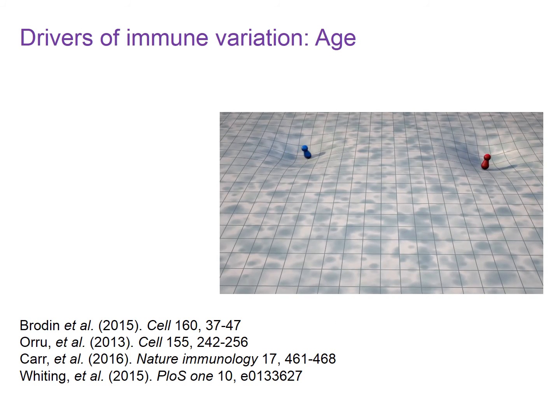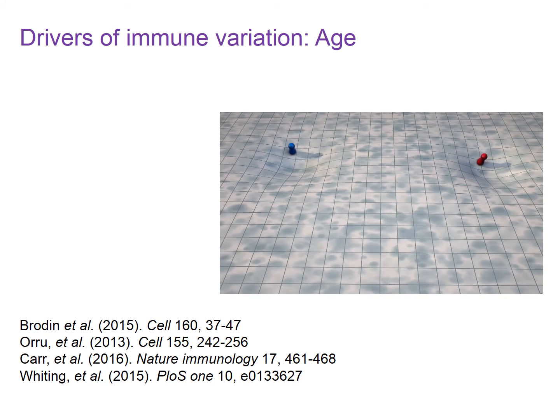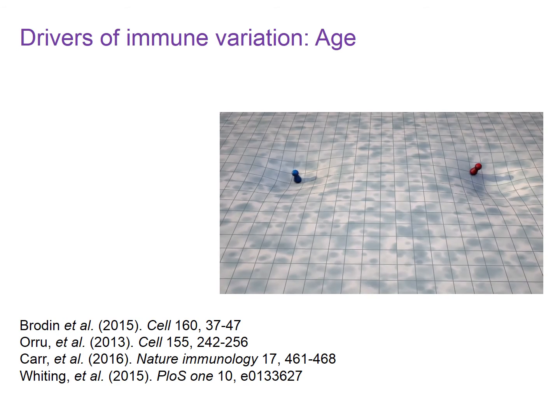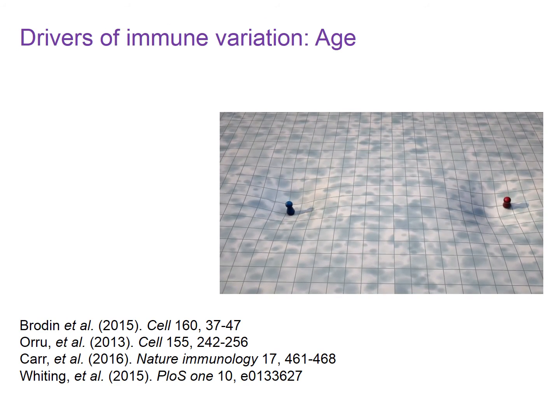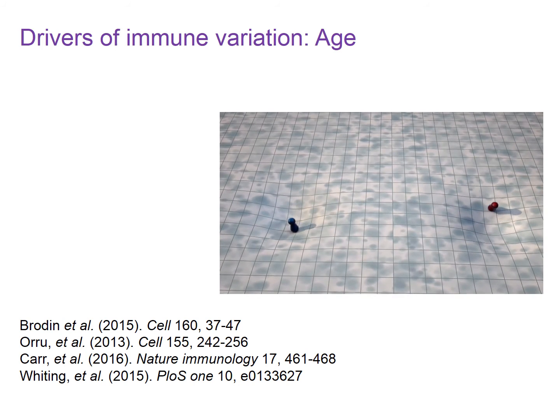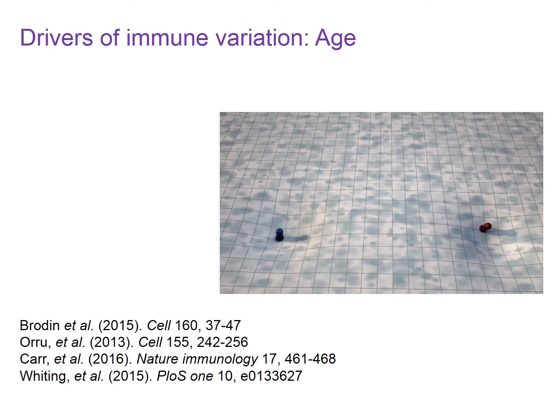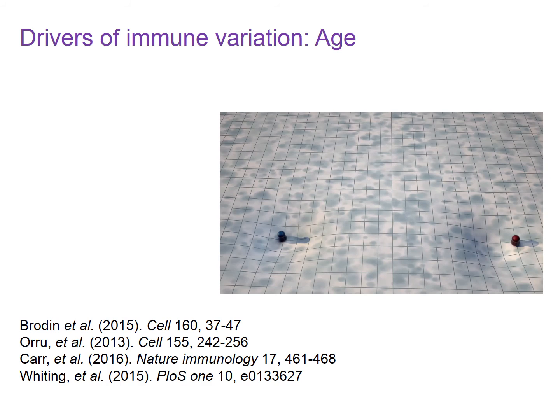Another strong factor which shapes the immune system is age. While there is stability within the immune system over the course of months to years, over the course of decades, individuals shift from a profoundly precursor naive immune system to one which is more Th1 biased.